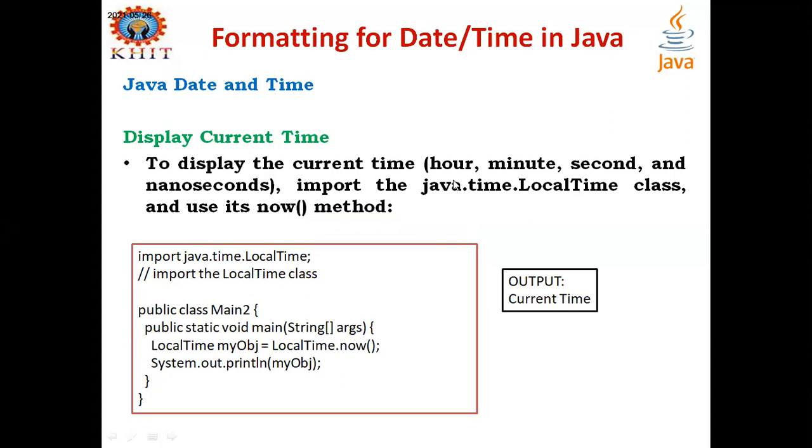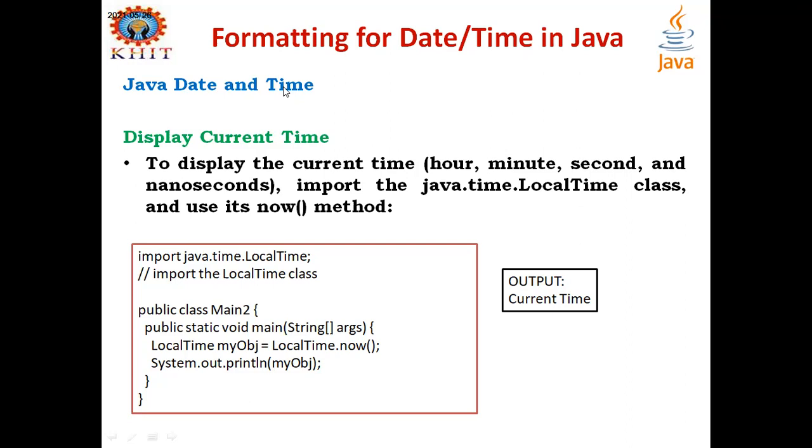Next one, display the current time. To display the current time, hours, minutes, seconds, and maybe nanoseconds, import java.time.LocalTime and use the now method on it. In the main class's main method, create an object of LocalTime, call LocalTime.now, and display that object. So it simply contains the current time.